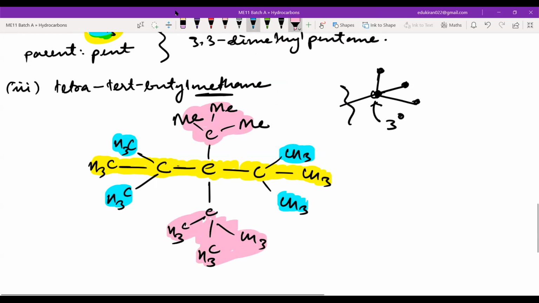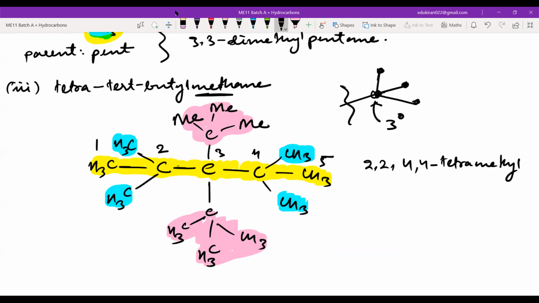So if I start numbering 1, 2, 3, 4, 5, the substituents we have are at 2, 2, then 4, 4. We have tetramethyl, and the substituents at 3, 3, di-tertiary butyl.